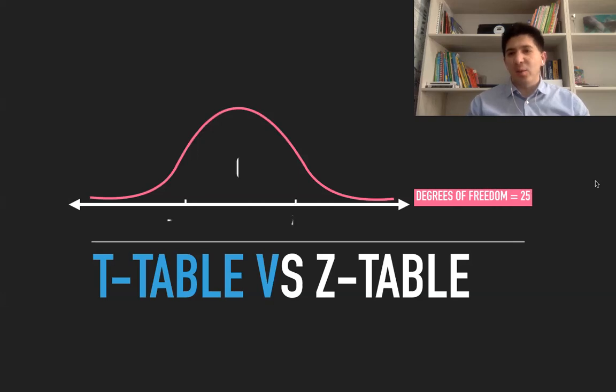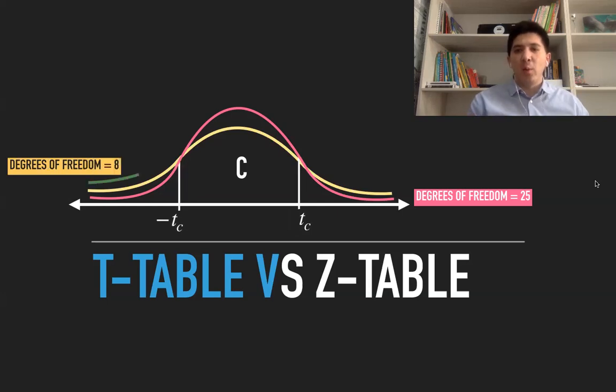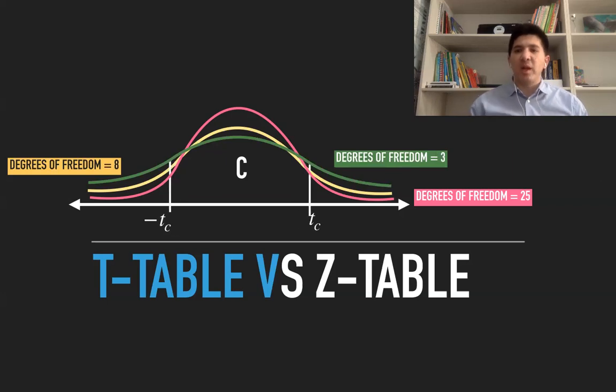In this lecture, we're going to discuss the guides for when you need to use the t-table and when you need to use the z-table when you construct confidence intervals in order to estimate the population mean.